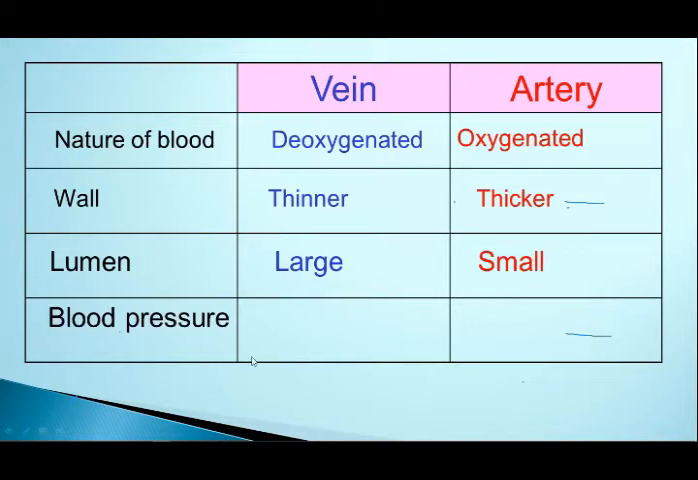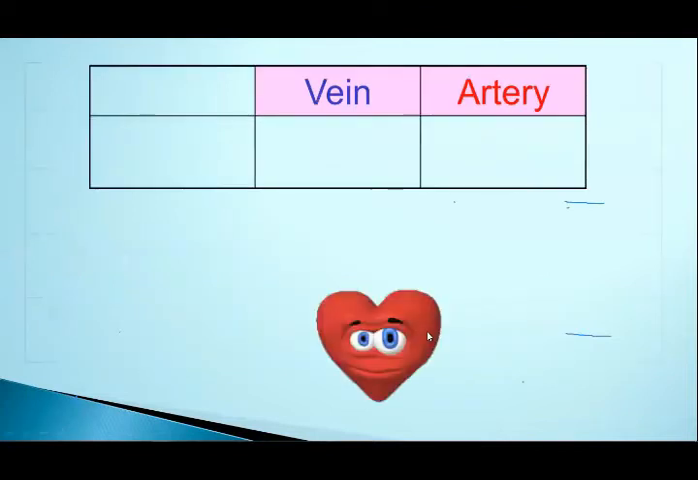Now, the next point that we need to remember is about the blood pressure. The blood pressure, which you can see here, in case of the vein is usually less, or on the lower side. And arteries have a higher blood pressure. Clear? Now, let's look into one more.